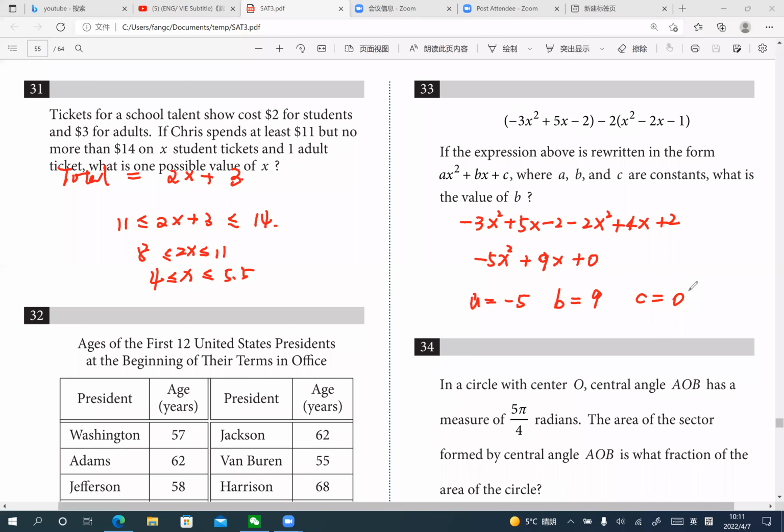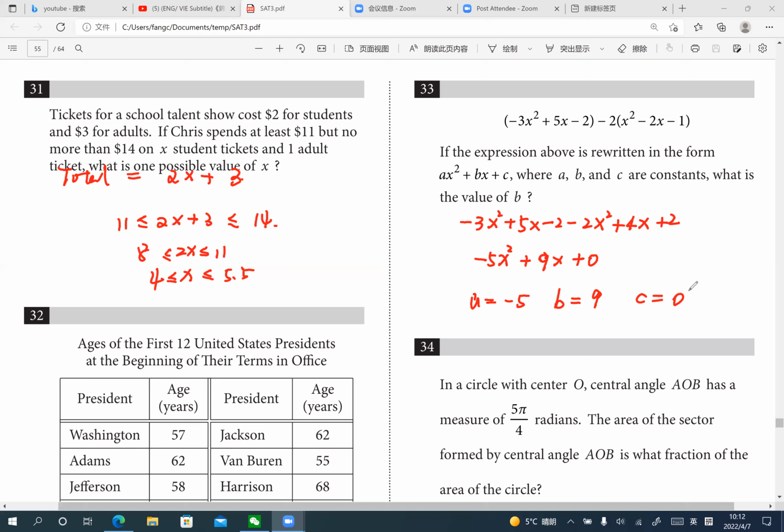Question 31. Tickets for a school talent show cost $2 for students and $3 for adults. If Chris spent at least $11 but no more than $14 on x student tickets and one adult ticket, what is one possible value of x? In the question, there are x students and one adult.